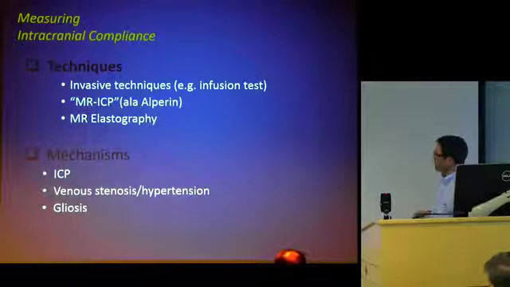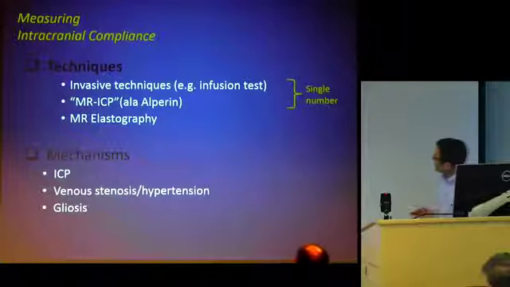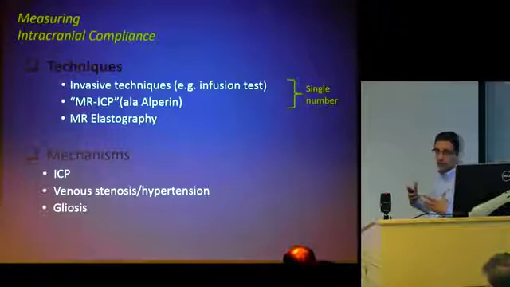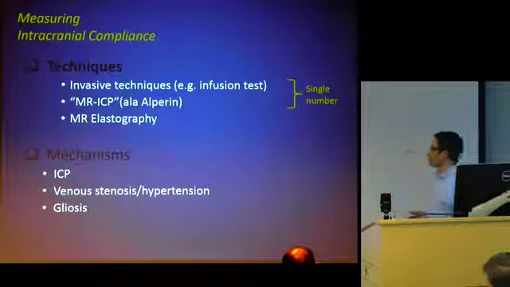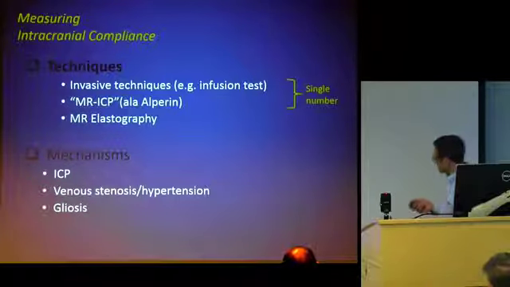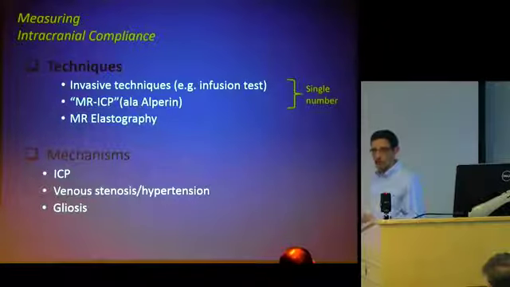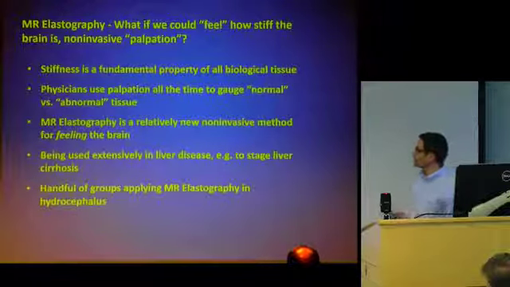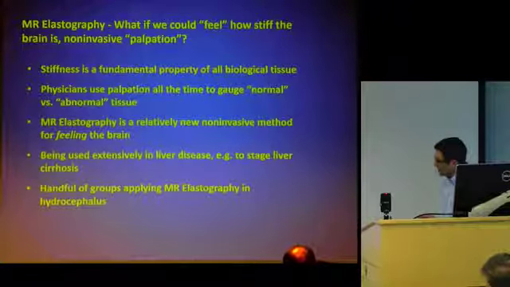And what I want to talk about now is elastography. It's important to see the difference between these techniques. These are essentially giving you a single number for the entire intracranial compartment, the compliance of the system. Elastography is an imaging technique, and therefore on the voxel level we can look at compliance, or elastance, the 1 over compliance, at every pixel in the brain.